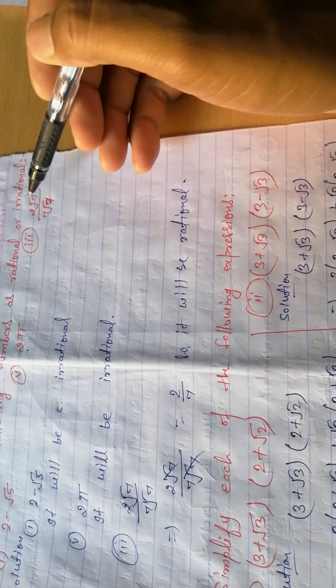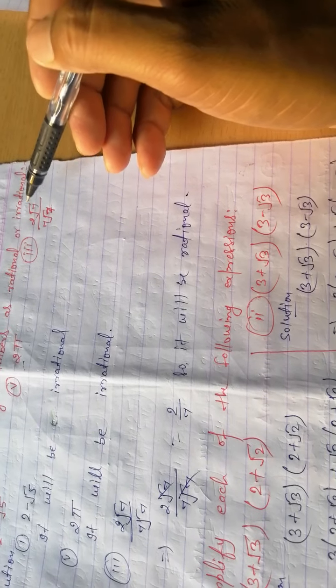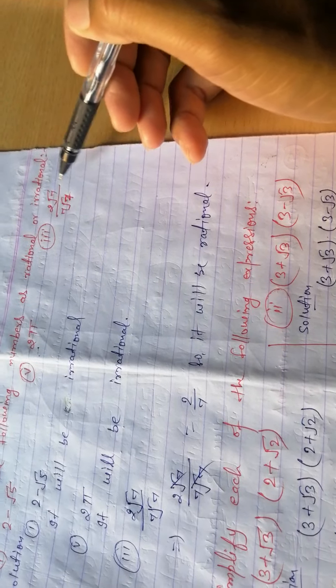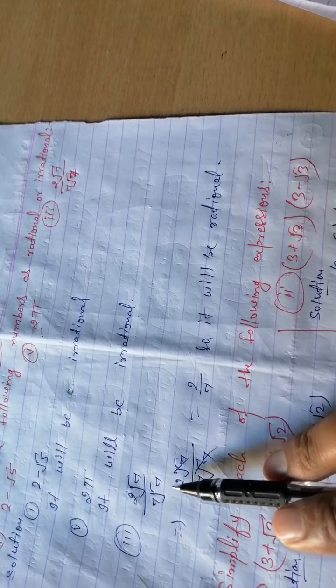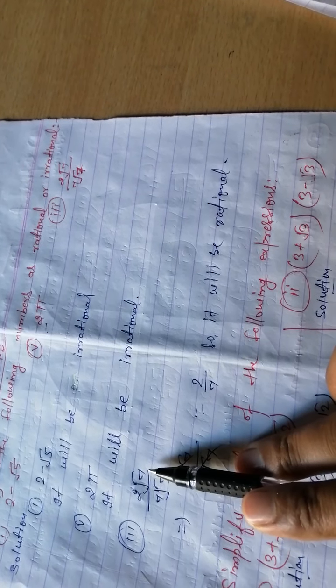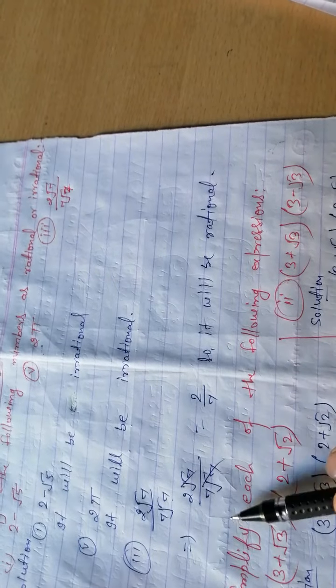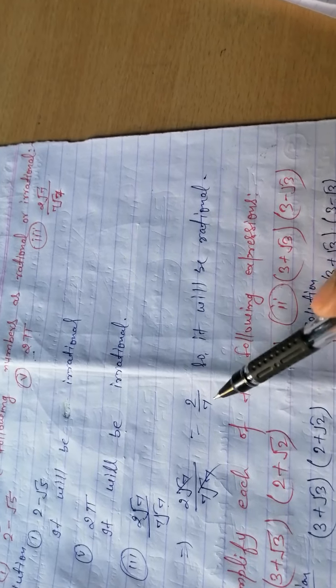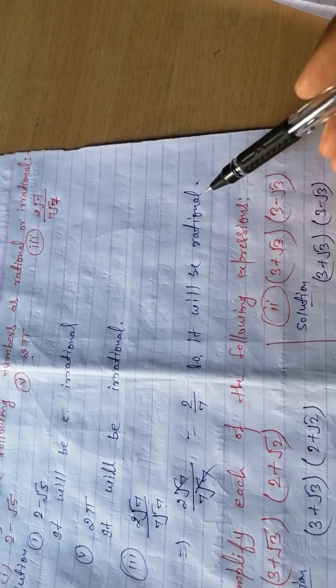Now question number 3 is 2 root 7 by 7 root 7. After solving, root 7 in the numerator and denominator will cancel out, so what will be left? 2 by 7, and we know that 2 by 7 is a rational number, so our answer will be rational.